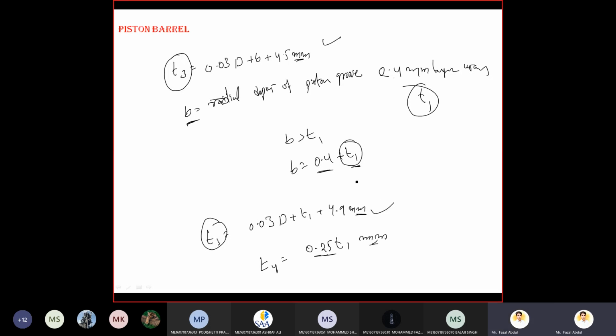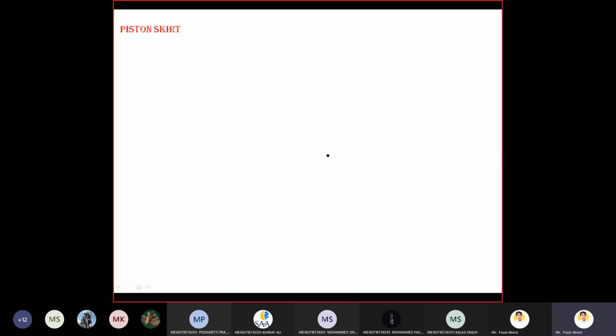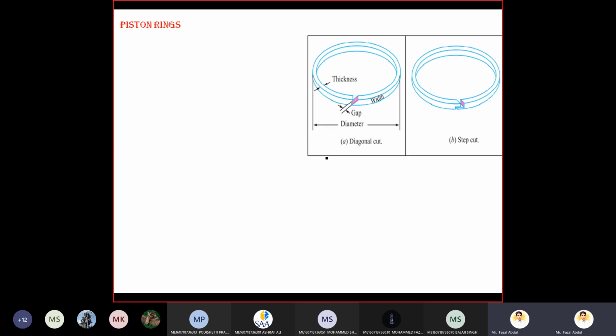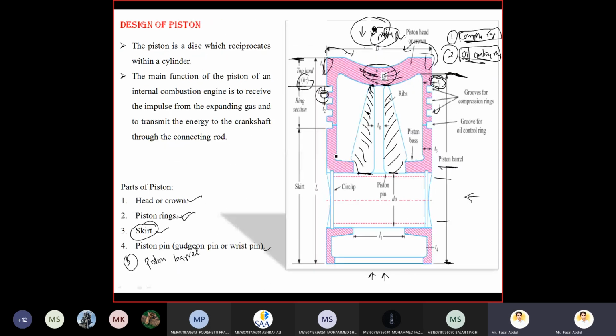So the next one is the piston skirt. The portion of the piston below the ring section is treated as the piston skirt. Here I'm showing in the diagram: this is the head portion, this is the ring portion, and whatever remains below is totally referred to as the piston skirt.